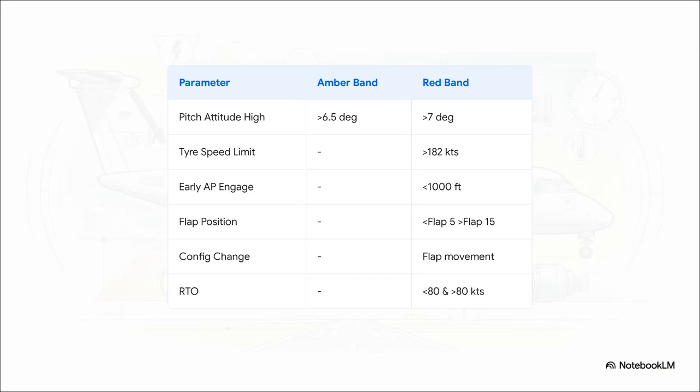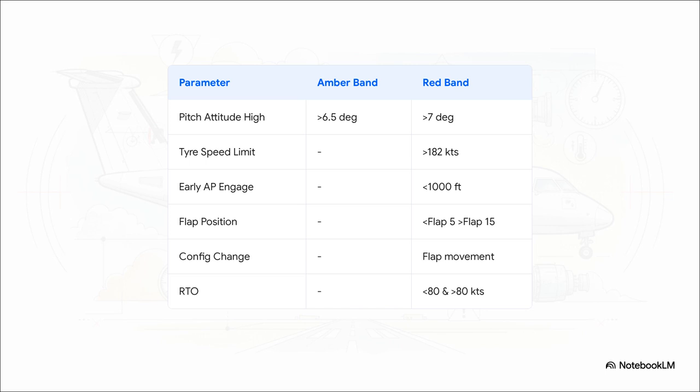During this phase, we also have to strictly monitor our aircraft configuration. This means verifying exact flap positions and making absolutely sure autopilot engagement happens only above 1,000 feet. A high pitch attitude greater than 6.5 degrees is amber, and anything over 7 degrees goes red. Engaging that autopilot early, below 1,000 feet, is a red exceedance. Taking off with flaps set lower than 5 or higher than 15, red. And any configuration change, like messing with the flaps during the actual takeoff roll itself, is an immediate red.